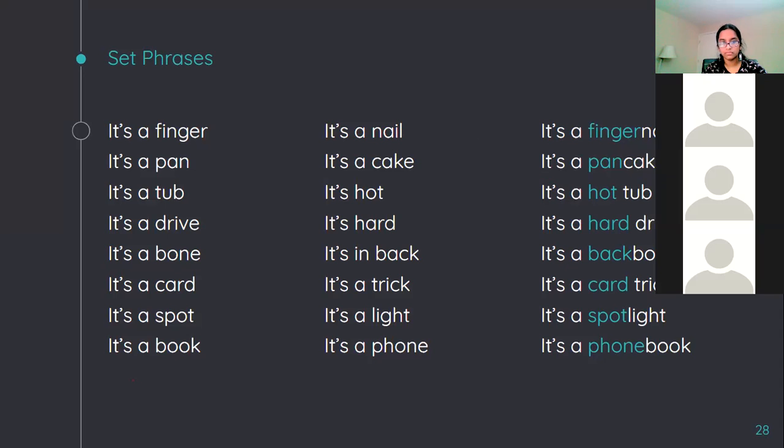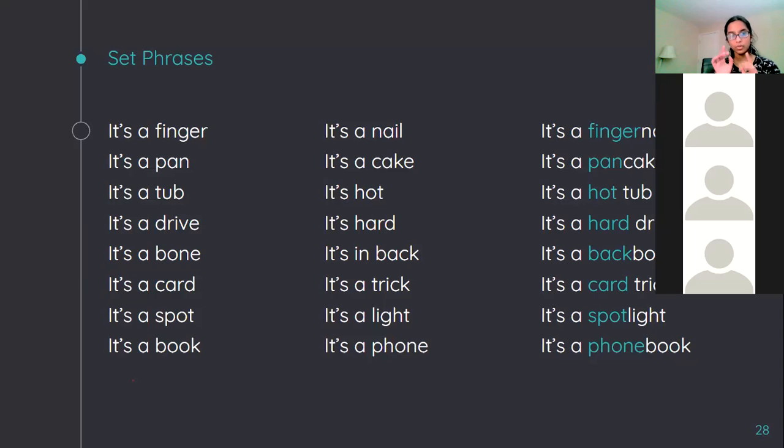It's a pan. It's a cake. It's a pancake. It's a pan. It's a cake. It's a pancake. It's a pan. It's a cake. It's a pancake. So that's what the difference is.